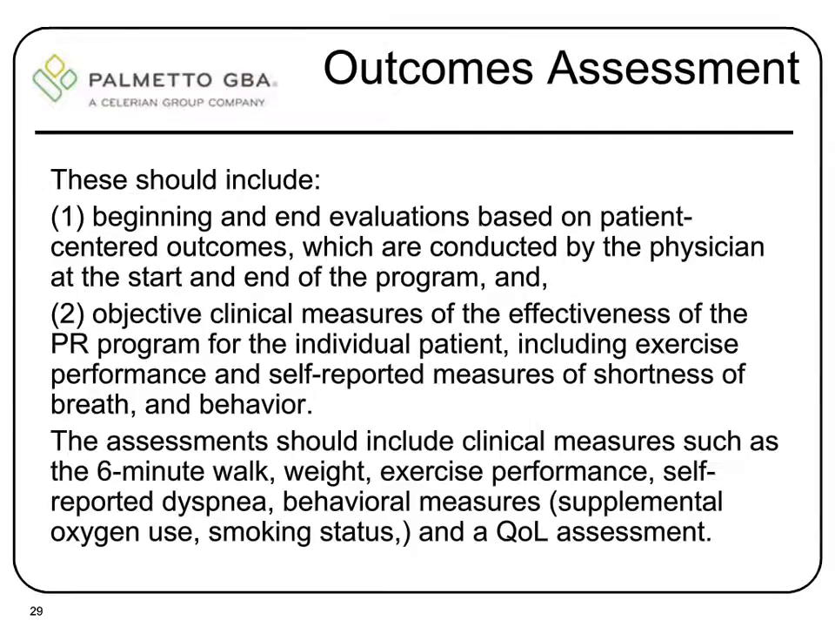Outcomes assessment. These should include beginning and end evaluations based on patient-centered outcomes, which are conducted by the physician at the start and end of the program, and objective clinical measures of the effectiveness of the pulmonary rehab program for the individual patient, including exercise performance and self-reported measures of shortness of breath and behavior. The assessment should include clinical measures such as 6-minute walk, weight, exercise performance, self-reported dyspnea, behavioral measures, supplemental oxygen use, smoking status, and a quality of life assessment.